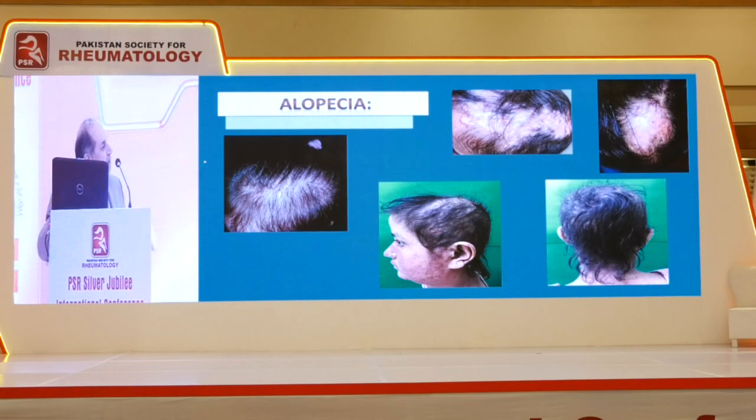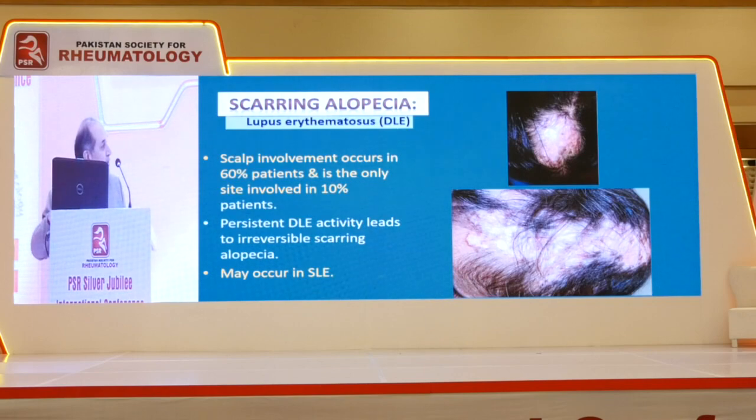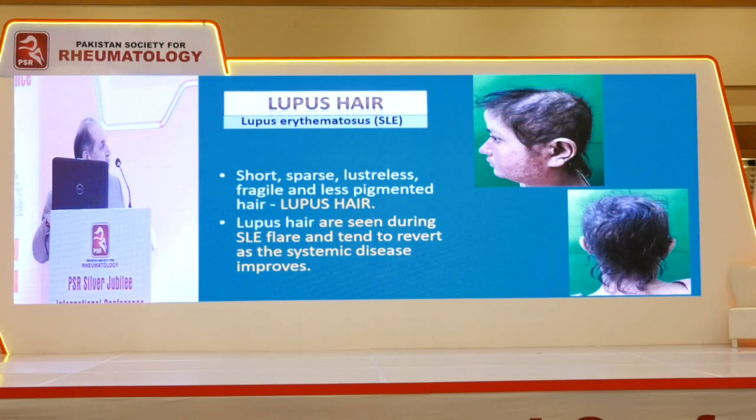Alopecia is seen in so many rheumatic diseases. If it is scarring with DLE-like lesions, this is discoid lupus erythematosus. This is lupus hair. Scarring alopecia over the scalp in DLE, and lupus hair in SLE, which is seen during flares, is short, sparse, lustreless, fragile, and less pigmented hair.